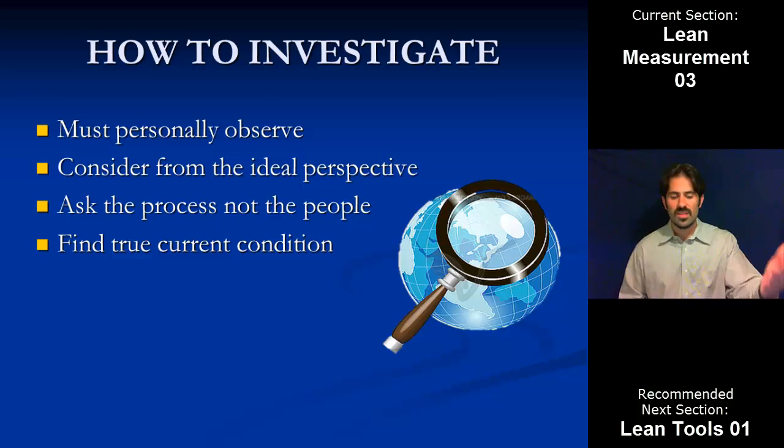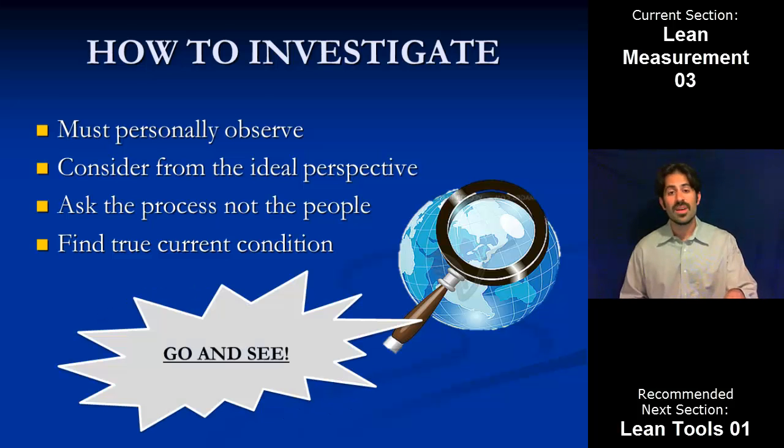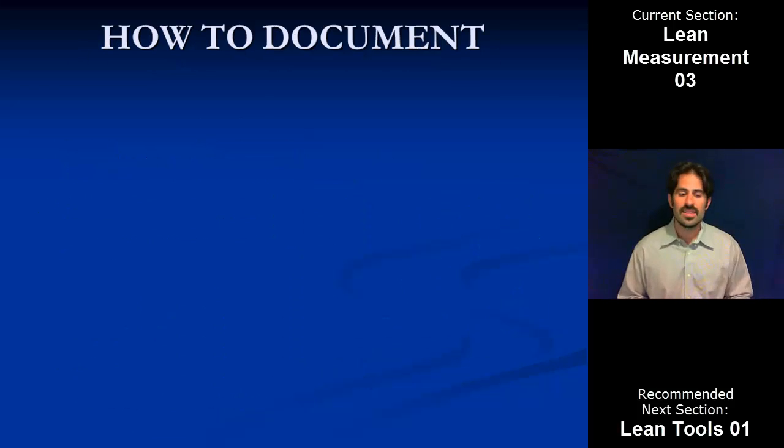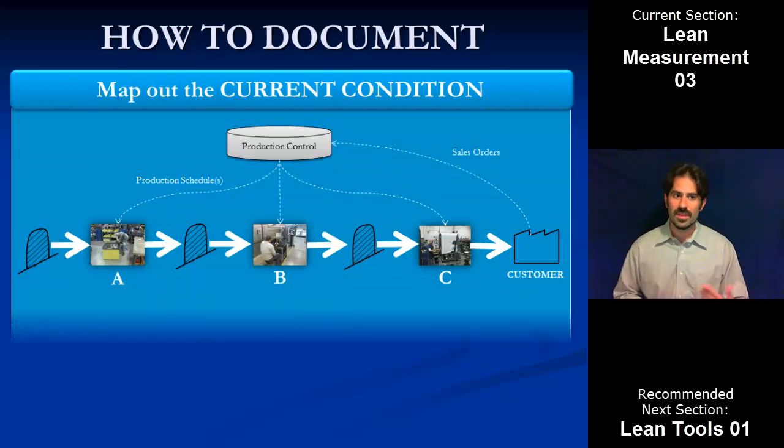All of these things tie into finding the true condition. That's our goal here. The takeaway is we want to go and see it for ourselves to make sure we get the true current condition. Because if we don't start in the right place, we're never going to get to the right place. Then the second side is, okay, how do we document? And there are a couple of tips for that.